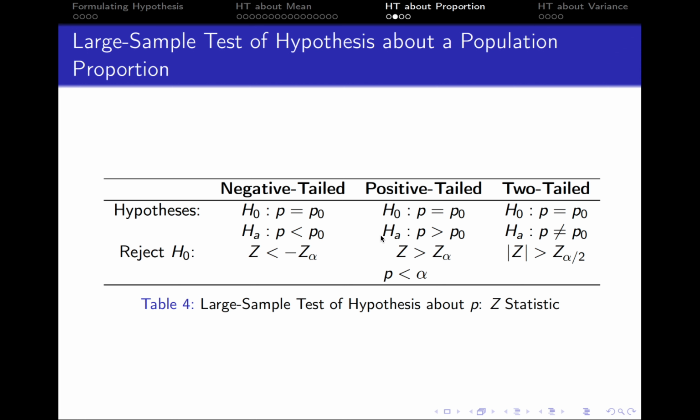For the positive-tailed test, the alternative hypothesis is that the true population proportion is higher than the hypothetical population proportion, and in this case the null hypothesis is rejected and the alternative hypothesis is accepted when the estimated z-score is higher than the critical z-score at the level of significance alpha. The two-tailed test has the alternative hypothesis that the true population proportion is not equal to the hypothetical population proportion, and we reject the null and accept the alternative when the estimated z-score in absolute terms is higher than the critical z-score at the level of significance alpha divided by 2.